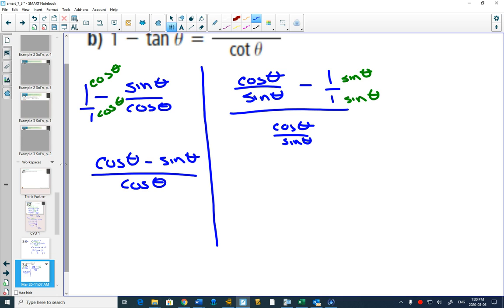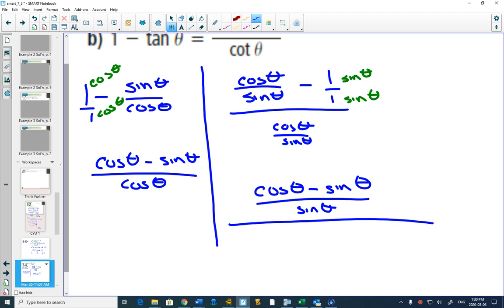Again, when showing my work, I'm going to leave a little bit of space here. So my top fraction is cos theta minus sine theta all over sine theta. Bigger line here for my main fraction line. Cos theta over sine theta.